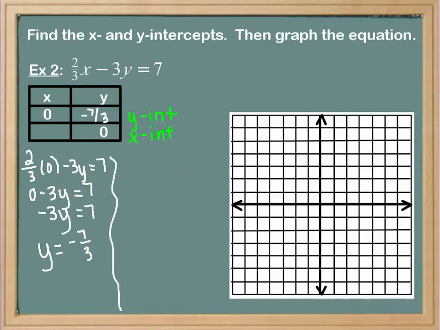Similarly, let me go ahead and find my x-intercept by plugging in a 0 for y. When I do that, I get 2/3 times x minus 3 times 0 is equal to 7. 3 times 0 is just 0, so I've got 2/3 x minus 0 is 7, or just 2/3 x is equal to 7. Now right now I want to ask you, what don't you like about what's going on here?